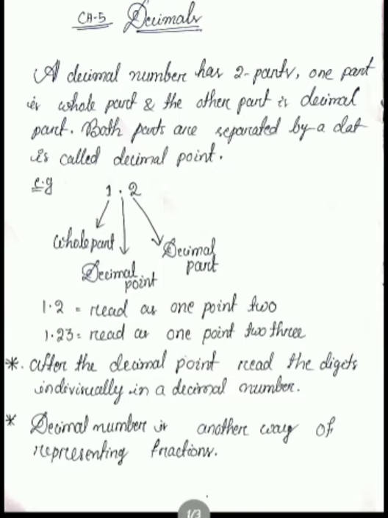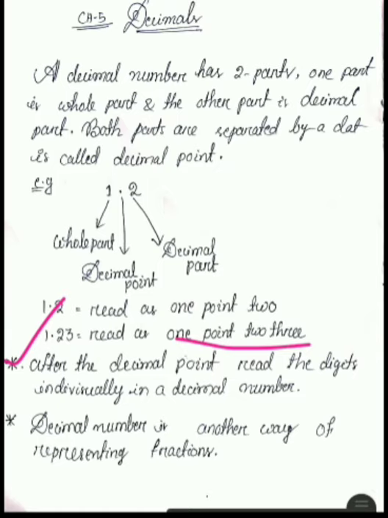Now, 1.2 I have written here. How do you have to read a decimal number? Read as 1.2. Now this one is also a decimal number because the decimal point is there, the whole part is there, and the decimal part is also there. In the decimal part, 23 is there. So students, don't read it as 1.23 in that way. You have to read it as 1.23, with the digits individually. So students, remember one thing: after the decimal point, read the digits individually in a decimal number.